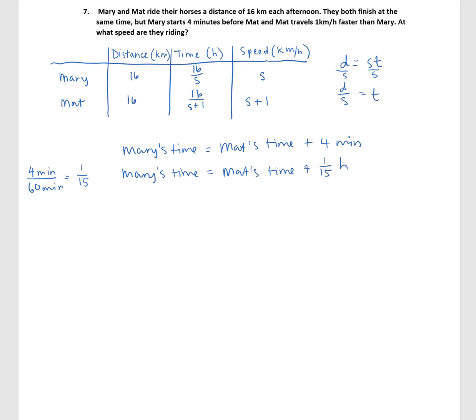Now we can plug in our expressions for Mary and Matt's time into this equation. Mary's time, 16 over s, equals Matt's time, 16 over s plus 1, plus 1 over 15. We want to recognize here that we have an s at the bottom of our fraction, so we have a restriction: s has to be greater than 0.